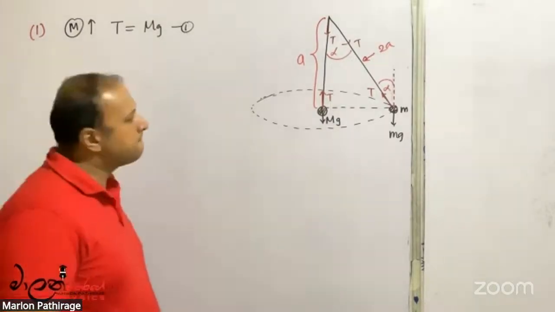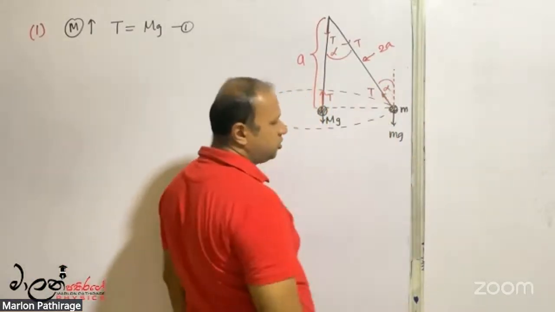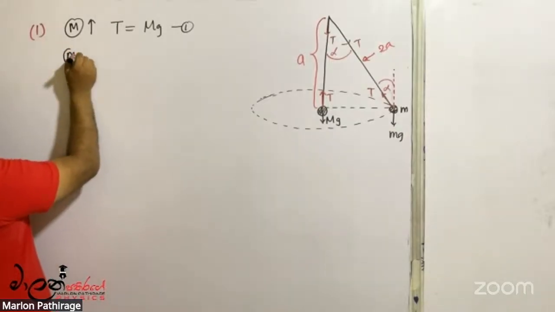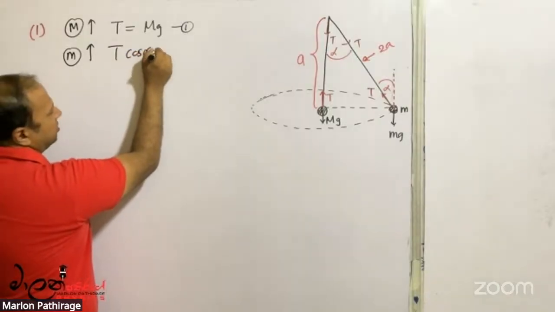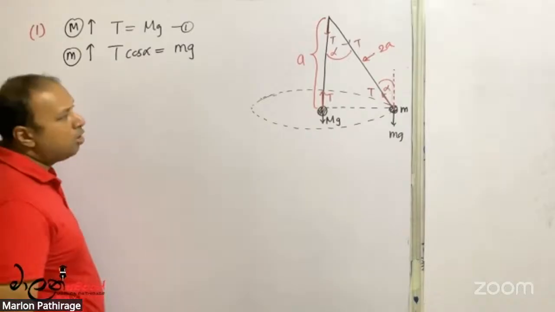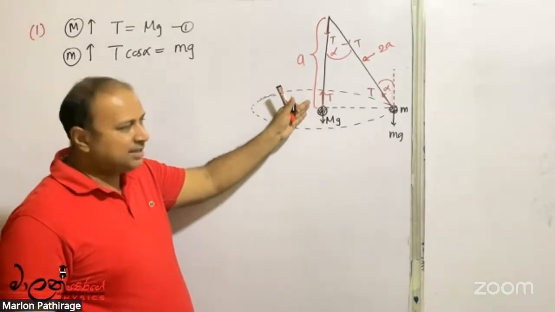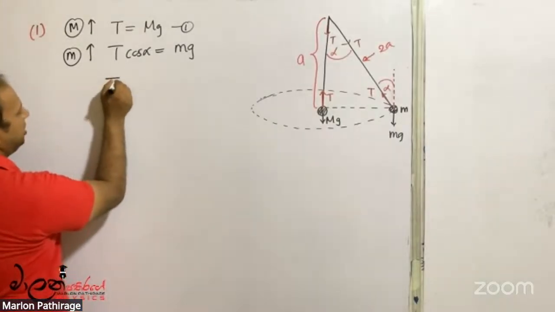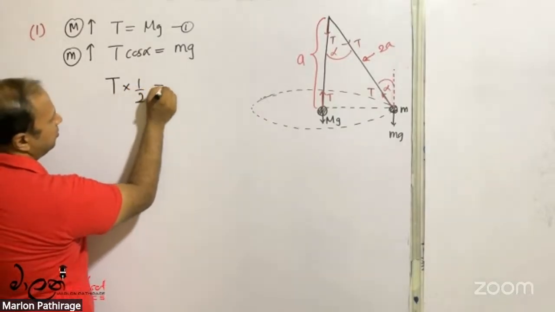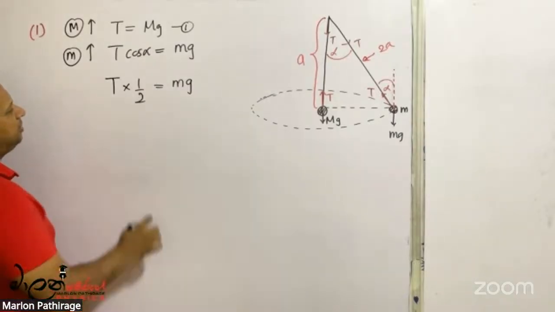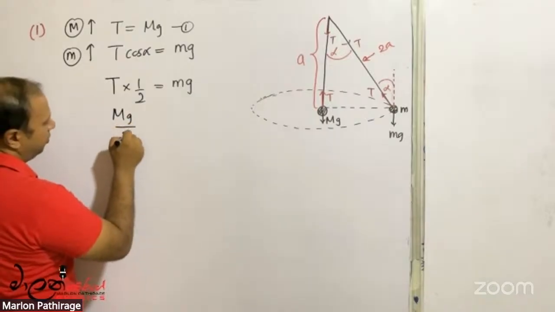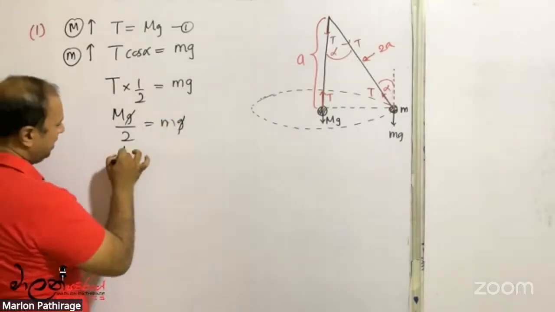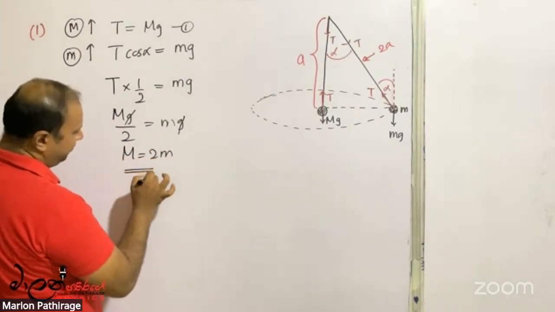Then, if we consider this arrangement, T cos alpha should be equal to mg. Therefore, if I consider the vertical equilibrium of small m, T cos alpha should be equal to small mg. Cos alpha means adjacent side over hypotenuse. Here the adjacent side is a, the hypotenuse is 2a, therefore cos alpha should be equal to half. So T over half should be equal to mg. T is capital Mg, so capital Mg over 2 is equal to small mg. G will be cancelled out, therefore m is equal to M over 2. So, small m.